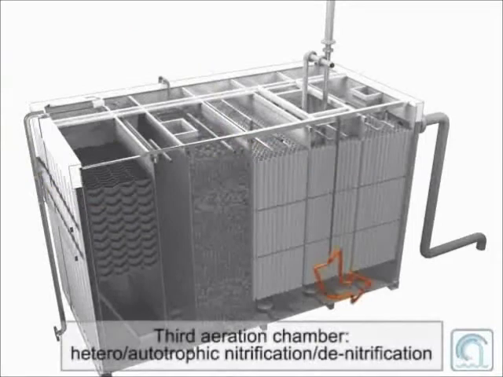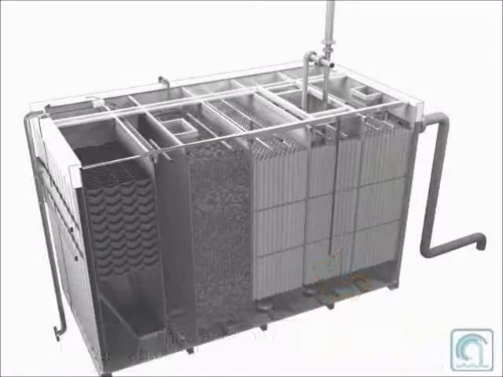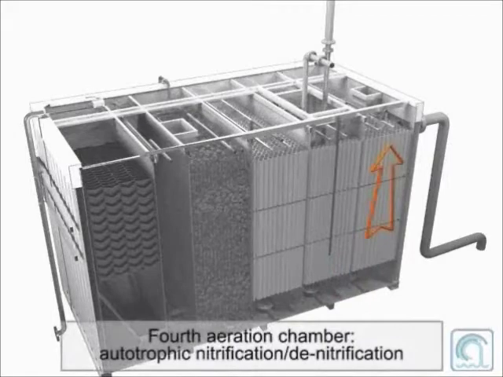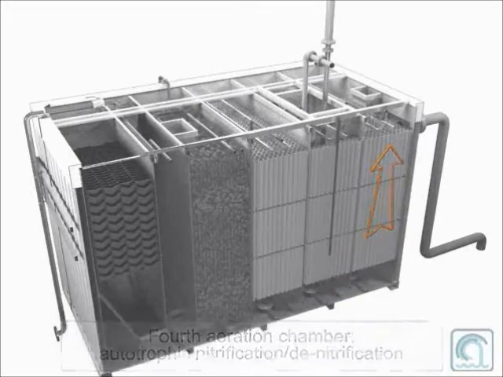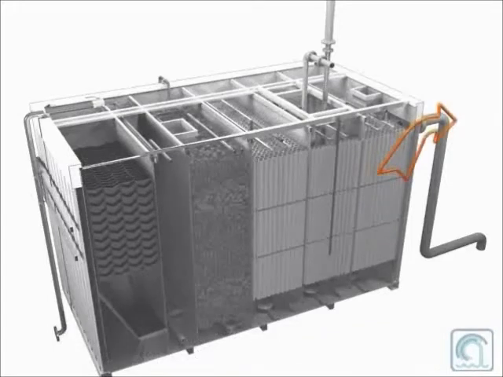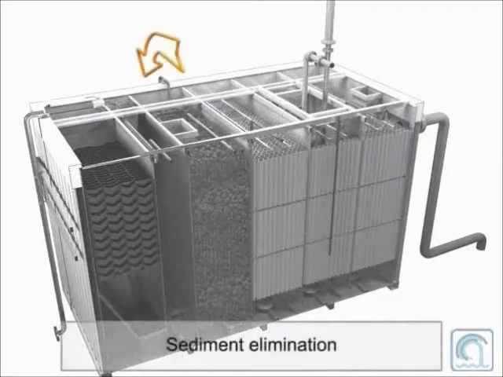The third aeration chamber performs further nitrification-denitrification with heterotrophic and autotrophic microorganisms. In the fourth and last aeration chamber, autotrophic microorganisms complete the nitrification process. If necessary, the effluent can then be processed through an optional UV disinfection unit. The thickened solids from the primary sedimentation tank can be pumped out to an optional sludge treatment process.